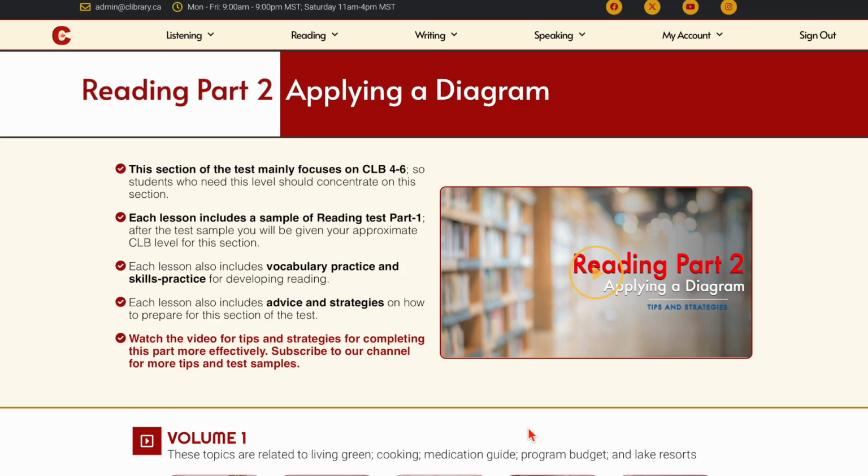Welcome everyone to this reading part 2, applying a diagram analysis, okay? Now I'm just here in the reading part 2 section of the CELPIP library.